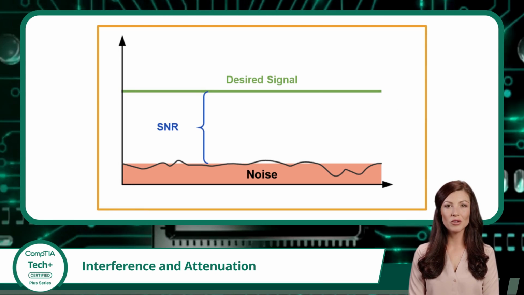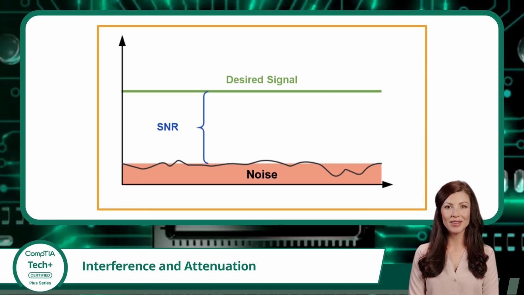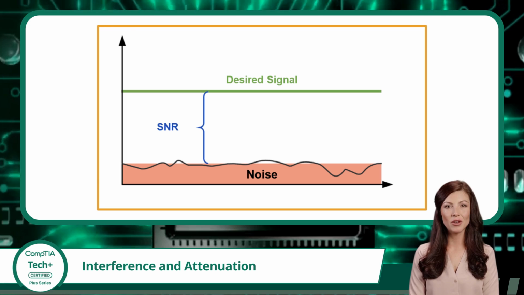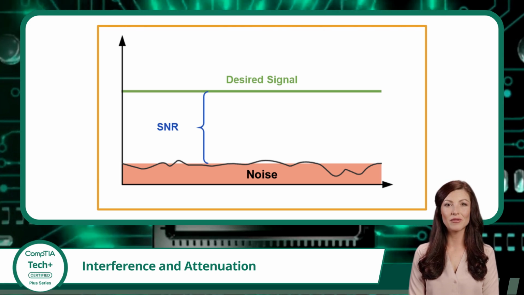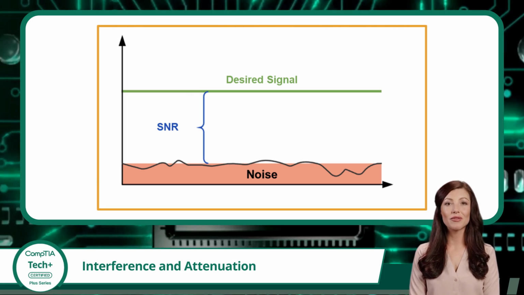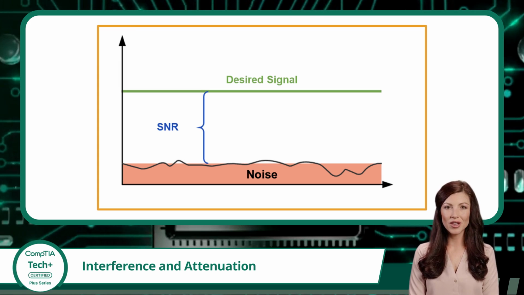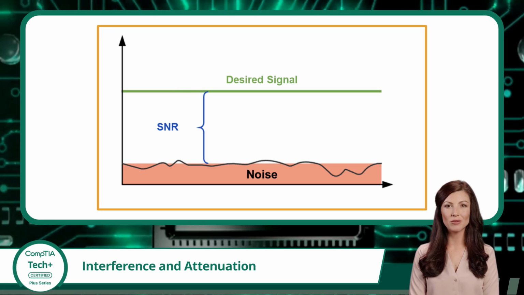Imagine you're having a conversation with someone in a noisy room. The desired signal is your voice, and the noise is the background chatter and other sounds in the room. The clarity of your conversation depends on how loudly you speak compared to the noise level. If your voice is much louder than the noise, the other person can hear you clearly, and the conversation is successful. This is a high signal-to-noise ratio. Speak too softly and your voice will not be distinguishable from the crowd. This is a low signal-to-noise ratio.